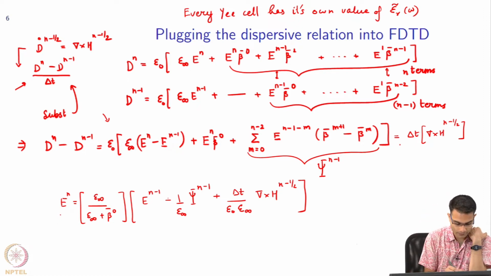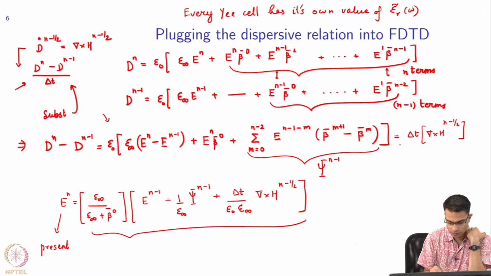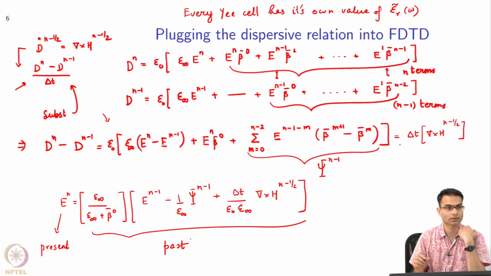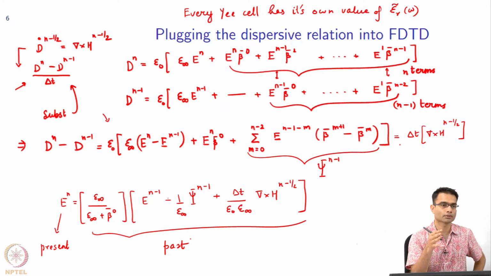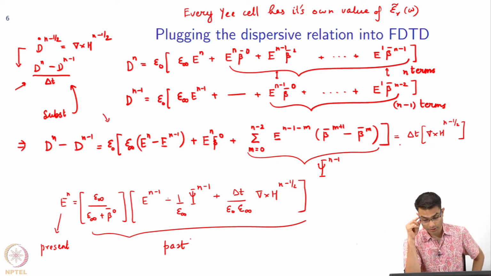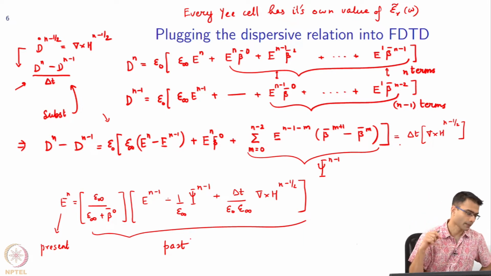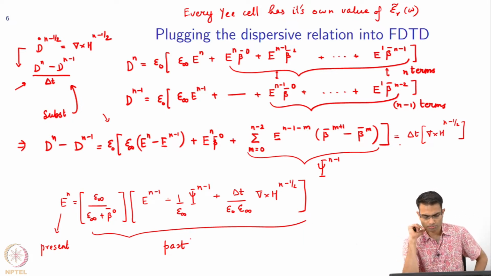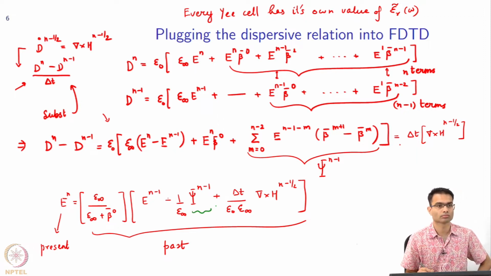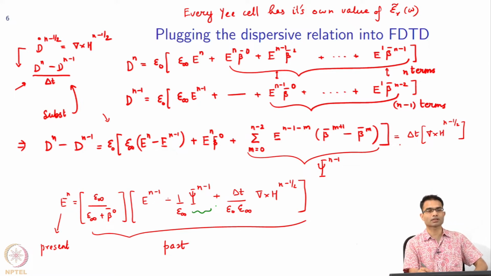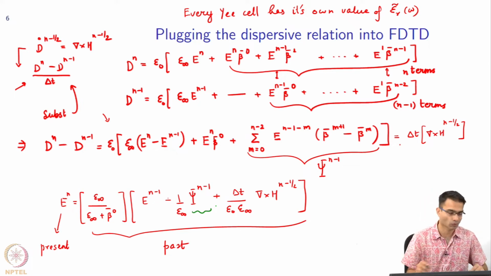From the FDTD philosophy, I have, let us say, the present, and this whole thing is the past. So, the philosophy in FDTD has been to use the past to get to the present, one time step at a time. Still, this is not something I can implement in code, because the term over here which is very difficult for me is this guy, psi n minus 1. Psi n minus 1 has the sum of all past electric fields, which I do not want.